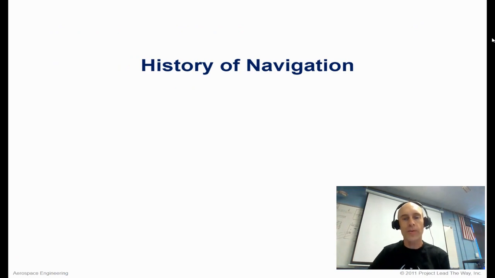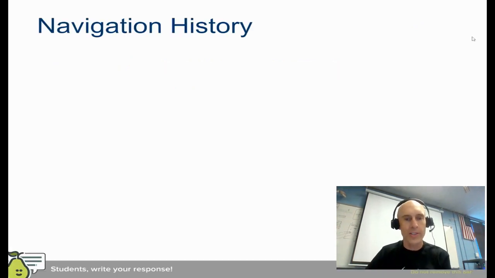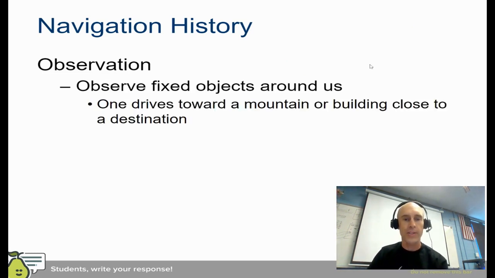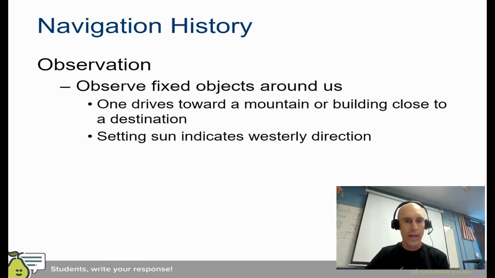Now let's move on to the history of navigation. So please add this to your engineering notebook. Navigation originally started out as just observation. We were just observing fixed points around us. You would drive towards a mountain or a building or close to a destination just to try to figure out where in the world you were.